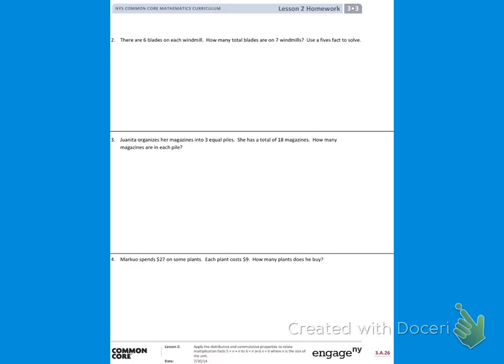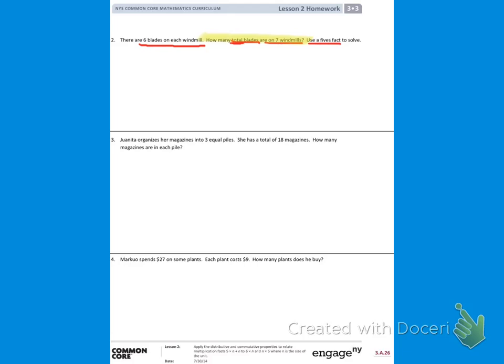When doing word problems, it's important that I underline the important details. 6 blades on each windmill. Total on 7 windmills. Total blades. Use a 5's fact. I will go ahead and highlight the question as well. How many total blades are on 7 windmills? By highlighting, it reminds me to answer the question they are asking.